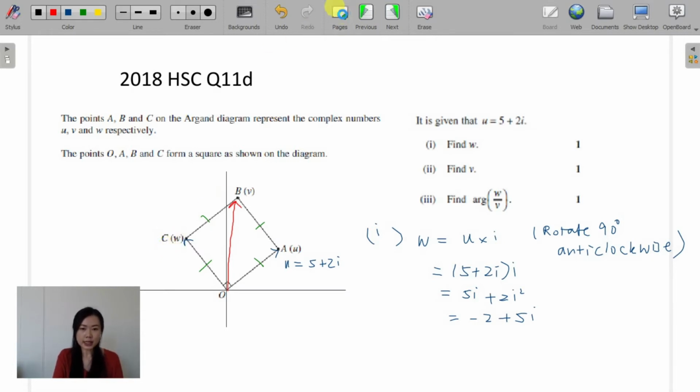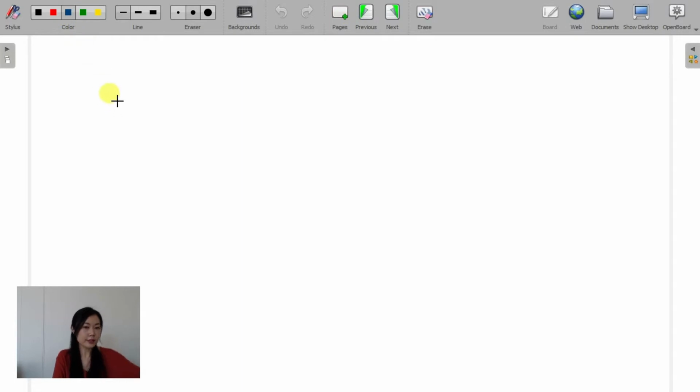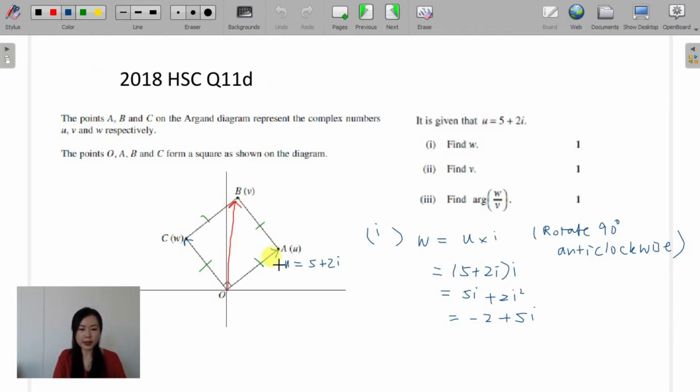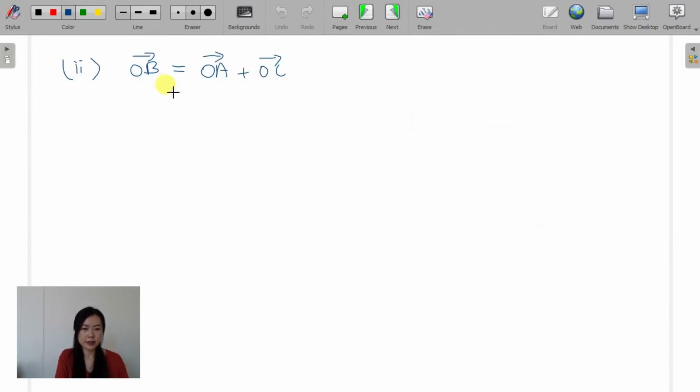So I'm just going to add a page and refer to the diagram I've got on the page here. I'll write it in vector form just to show you. You can see that OB is equal to OA plus OC, and they represent U and W. OB was V, so V is equal to U plus W.